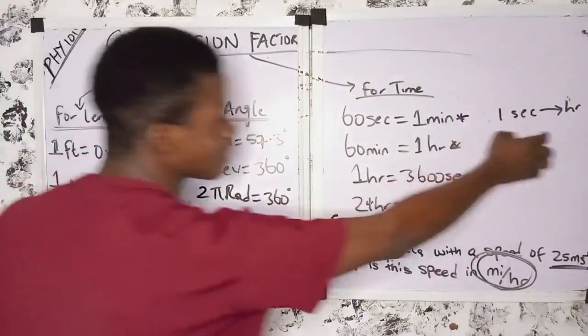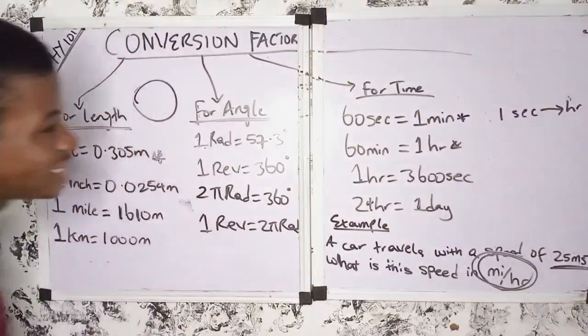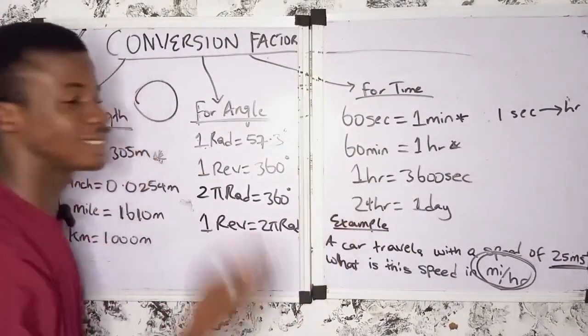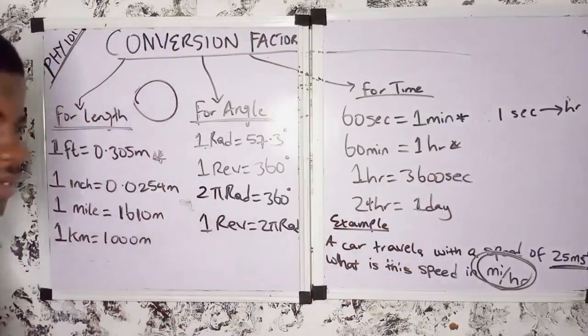Okay, so 1 second. They say convert from what? 1 second to what? An hour. It's very easy. We use this third part because it's the relationship between what? Seconds and what? An hour. So it's very easy. Use this.